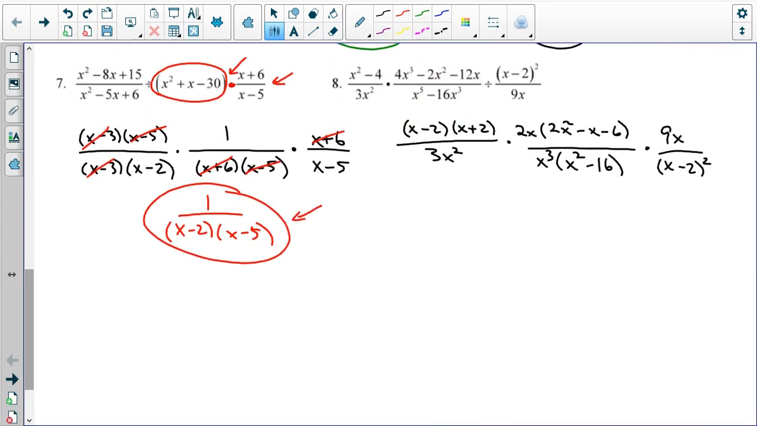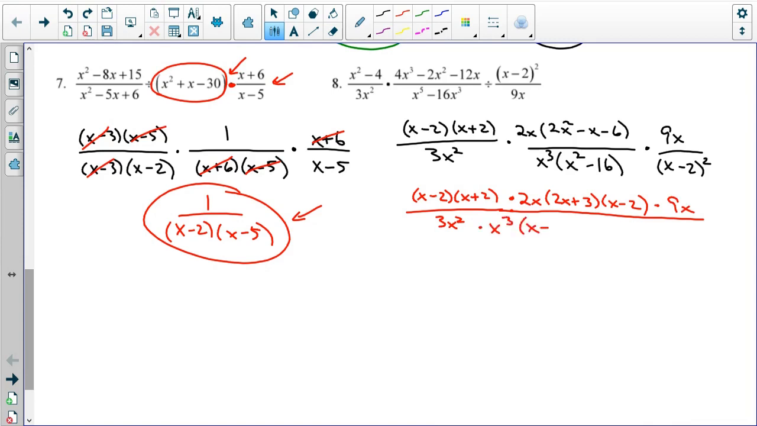That's the answer there. So now I'm going to rewrite some things. X minus 2 times x plus 2 over 3x squared times 2x times 2x and then x. I'll figure out what goes on over here. 2x and x would likely be an x minus 2 and a 2x plus 3. And that ends up working out. Then times 9x, x cubed times x minus 4, x plus 4. And then we have 2 more x minus 2's in the denominator.